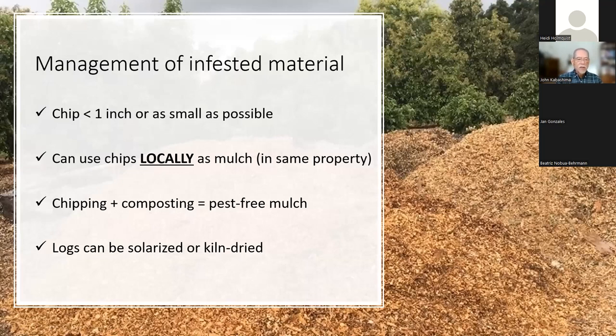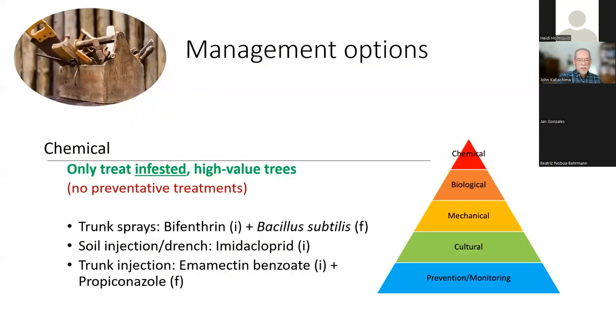Once you cut the tree down or remove branches, you have to chip it to 1 inch or smaller. If you're in an infested area, you can use the chips locally on the same property, because the chipping kills 99.9% of the beetles. And you already have beetles in the area, so that's minuscule. It's not a problem. Just use that mulch. Don't move it anywhere if you don't have to. You can compost it, and you can solarize it or kiln dry it. Probably not kiln. I don't think there are a lot of kilns around, but that's an option.